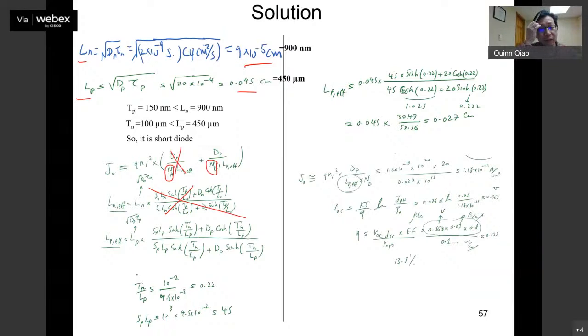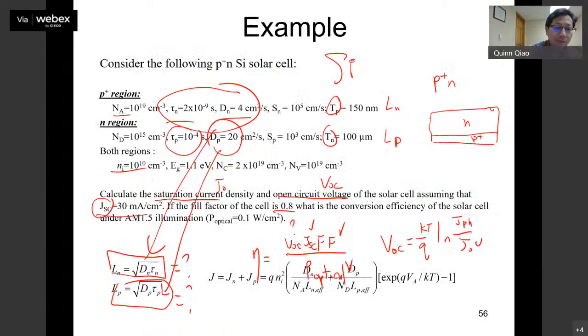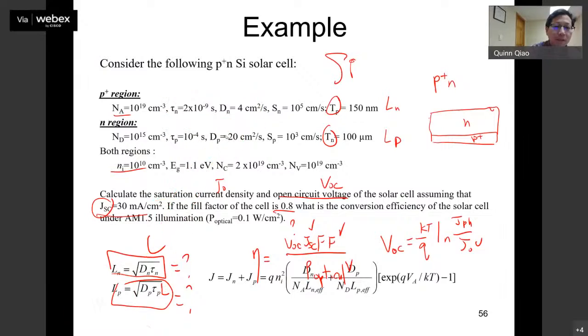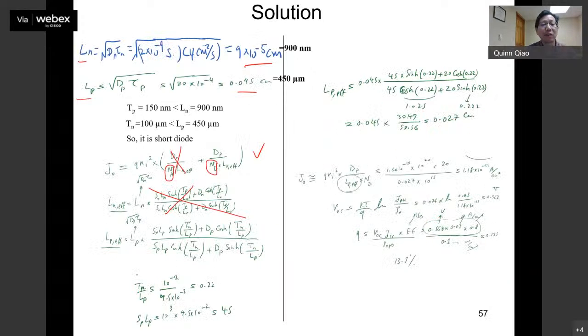Then the other thing we know, since this is a short diode, we have to use this equation. You have Dn divided by Na Rn effective, plus Dp divided by Nd Rp effective. And then Na is what? Go back here. Since Na is 10 to the power 19, and Nd is 10 to the power 15, that's about 10,000 times bigger. That's why this term can be cancelled, because compared to this term, it is so small. You can ignore it now.